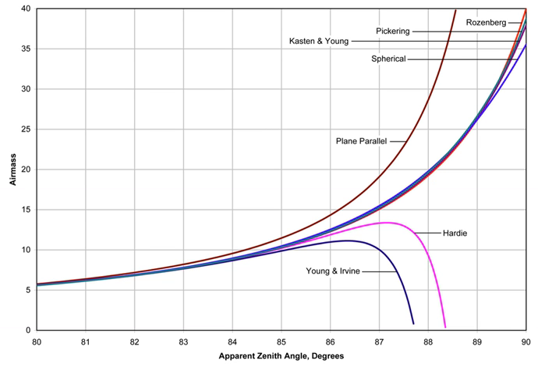85 degrees. As with the previous formula, the calculated air mass reaches a maximum, and then approaches negative infinity at the horizon.